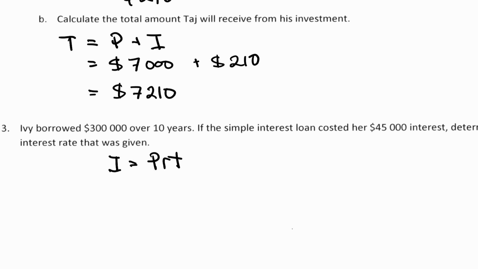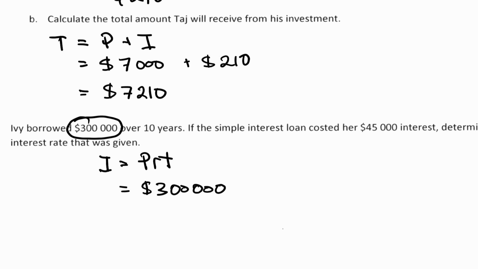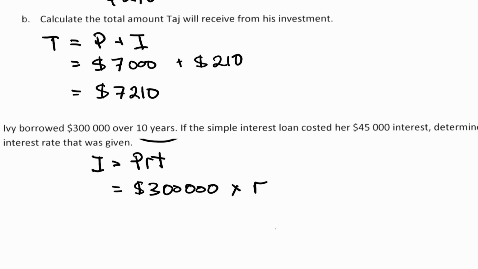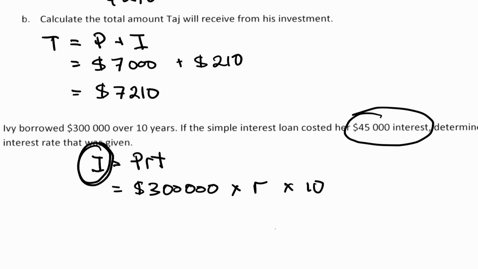And it says that she's borrowed $300,000. So we know the principal is $300,000. It is asking us to find the rate, so it hasn't given us the rate. So we can just leave an R for now. We'll find that one in a second. It has told us that the time here is 10 years, so we can substitute 10 for the time. And it's told us the amount of interest she made, so that's $45,000 in interest, we can substitute that for the I, which is interest.